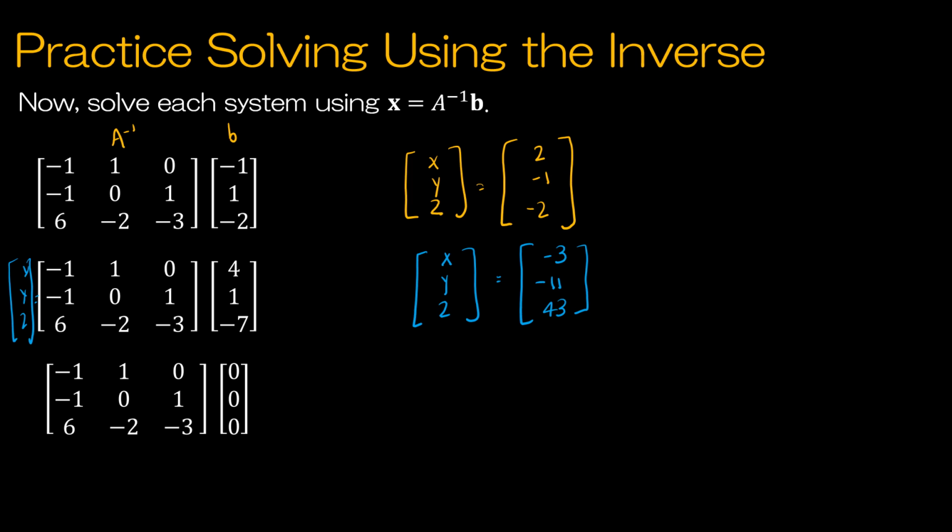And then we have our last example. So our last example, again, x, y, z. And I can see that because I'm multiplying by the 0 vector, this is going to be 0, 0, 0, which is going to be the trivial solution. So remember, this is a homogeneous system and always has that trivial solution of 0, 0, 0.